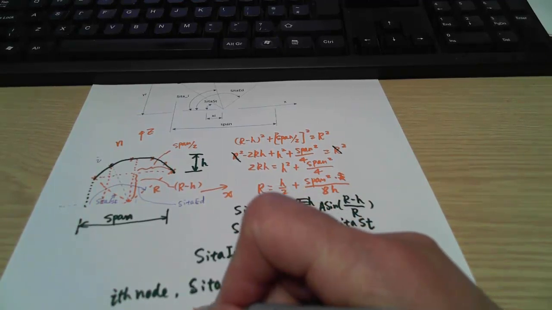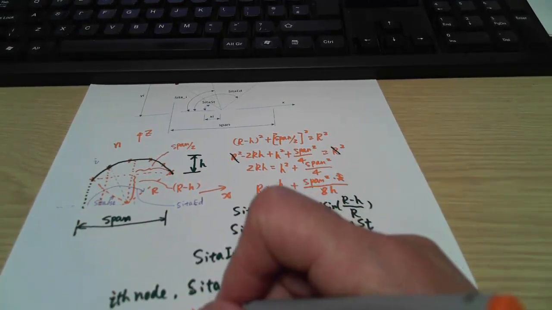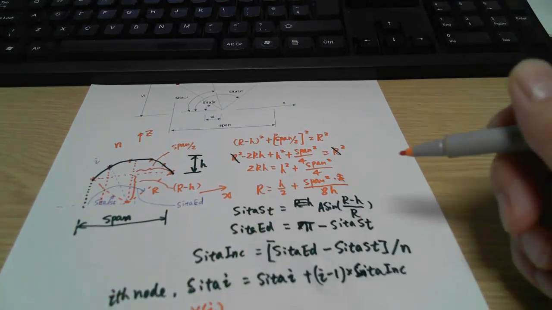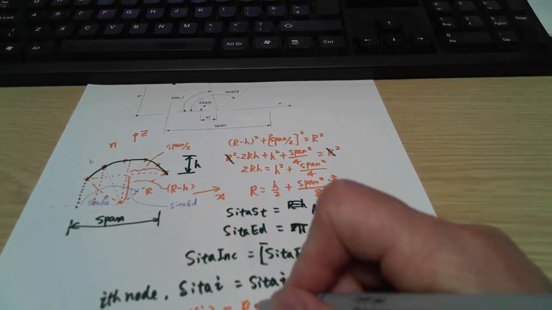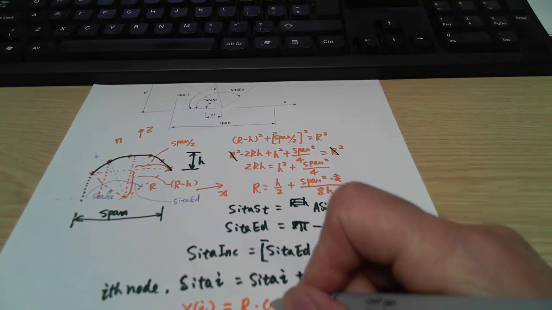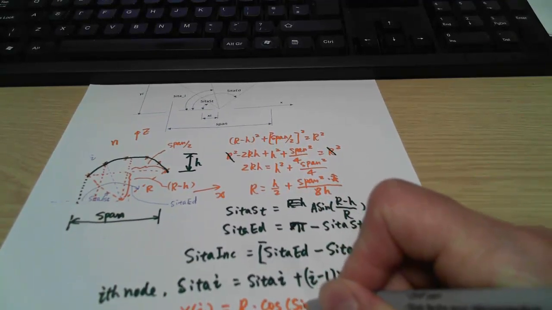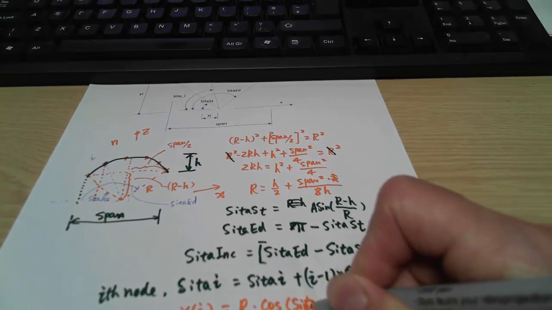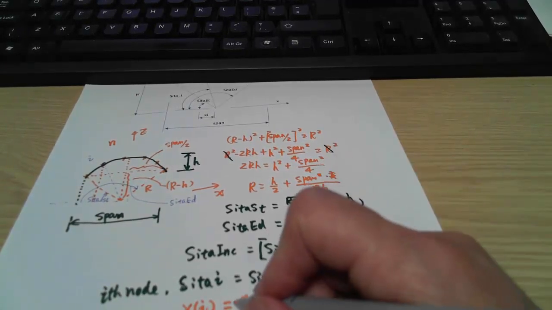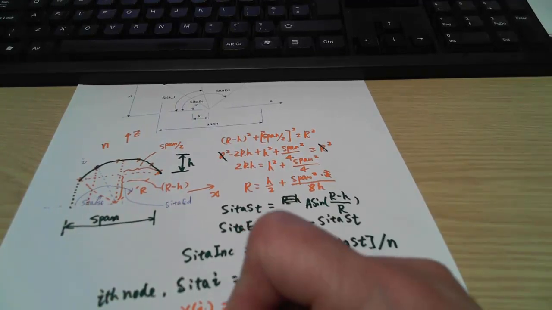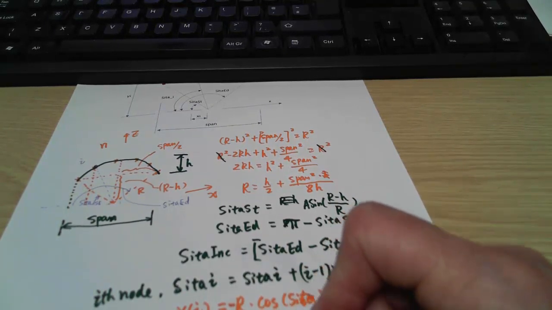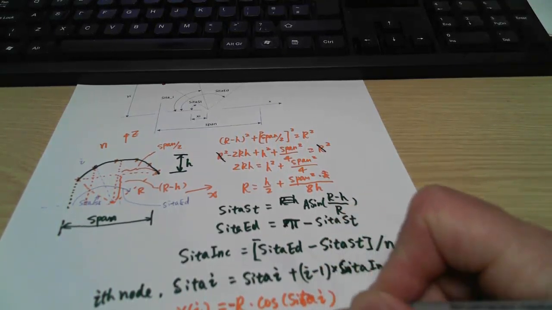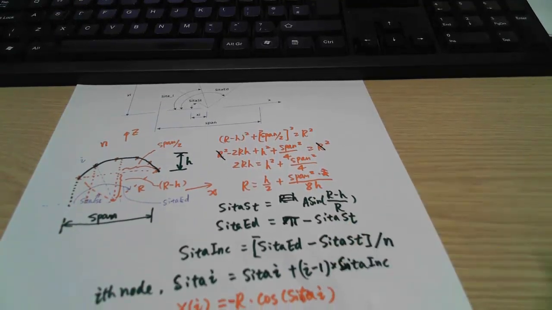So the x, as now we use an array, so xi of these coordinates should equal r times cosine theta i, and then minus in here. Okay, so yi should equal r times sine theta i. Okay, so then we got the coordinates in here.